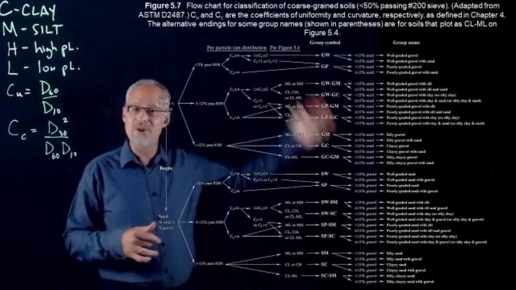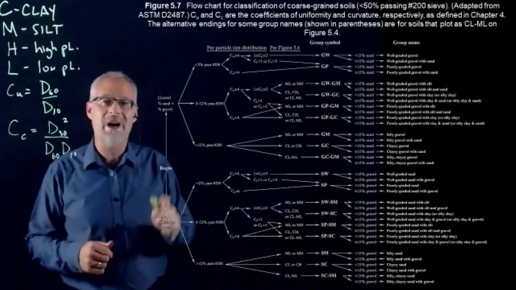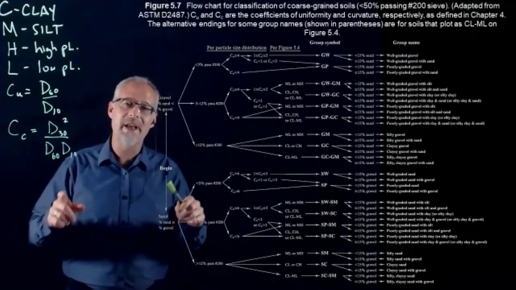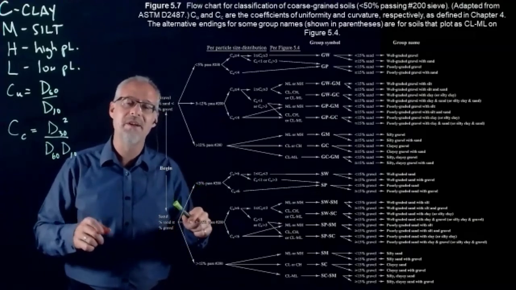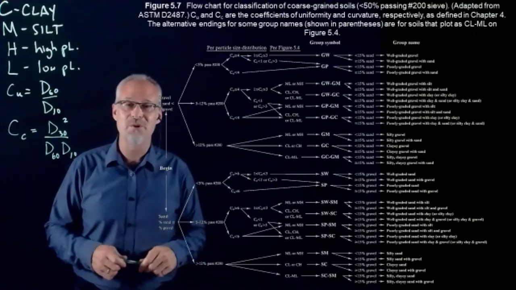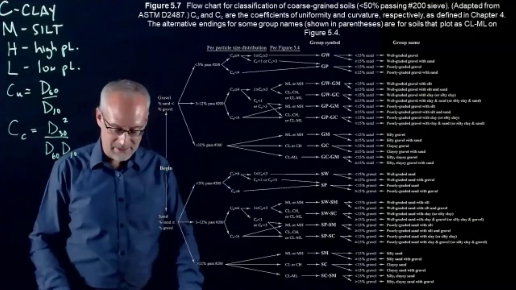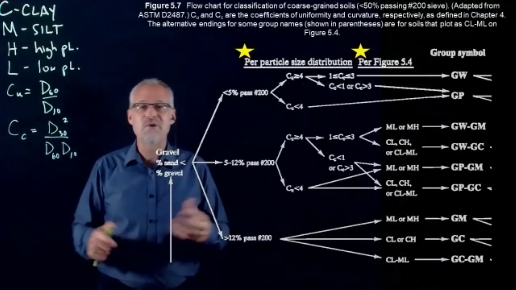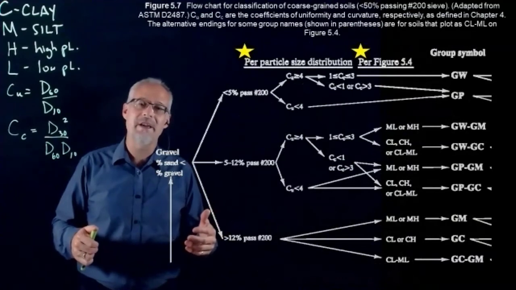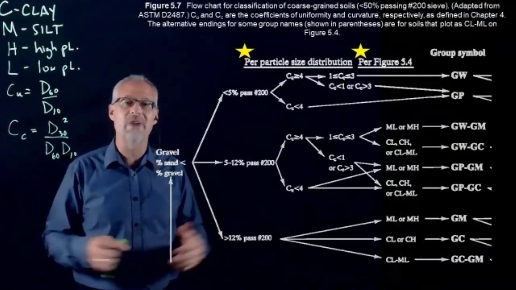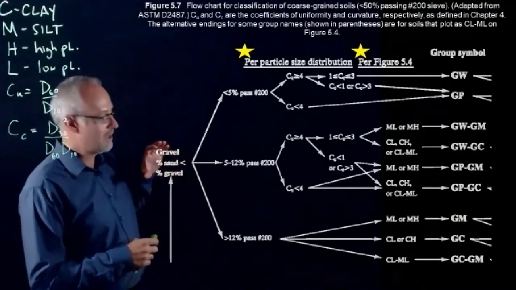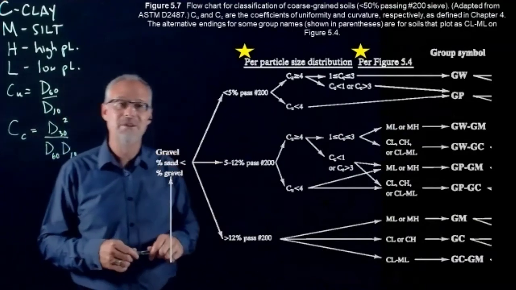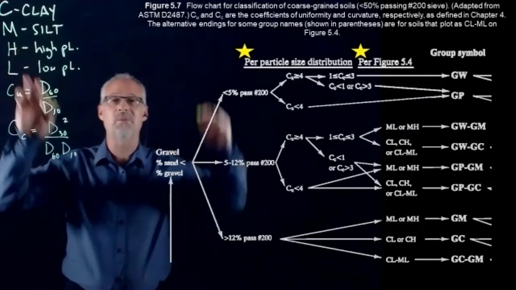Again, I know you can't read this, so let's just step through how you classify a coarse grained soil. That would be a soil that has greater than 50% larger than the number 200 sieve. So it's the reverse of the first fine grain example. A couple of things to note. The first thing that we do in classifying a coarse grained soil is decide, is it gravel or is it sand? We do that by asking, is the fraction of sand less than the fraction of gravel?